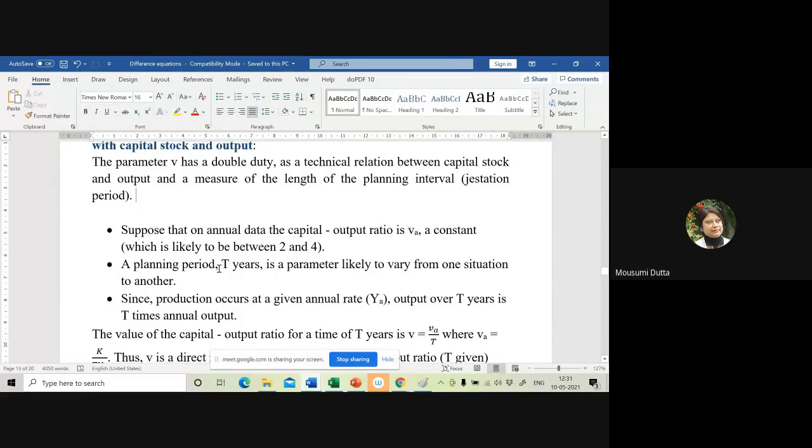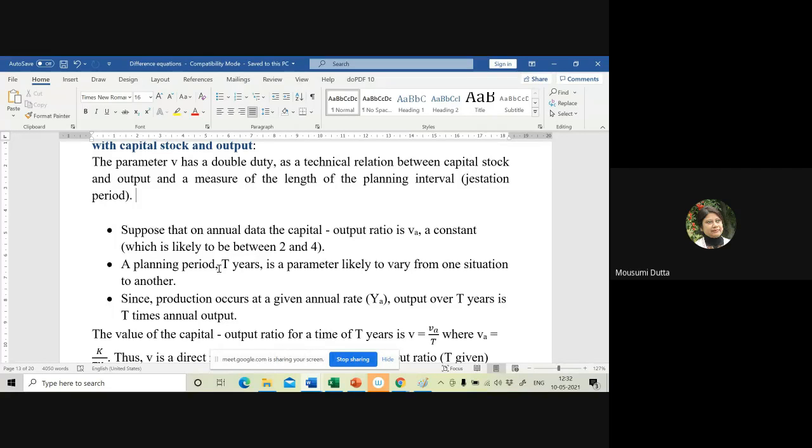So let's consider this point. Suppose that on annual data, the capital output ratio is VA, A for annual. The capital output ratio is given by VA, a constant, which is likely to be between 2 and 4. Capital output ratio, small k, which is capital K divided by Y. What is the proportion of the output that will be invested? That is the capital output ratio.